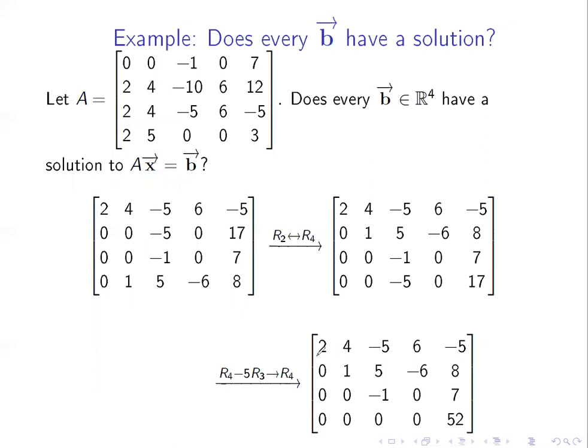Notice how many pivots I have. Row 1 has a pivot, row 2 has a pivot, row 3 has a pivot, and row 4 has a pivot. What that means is every row has a pivot. So this has a solution for every b. It may not be unique, but it has a solution. And that is the critical part that we will rely on.